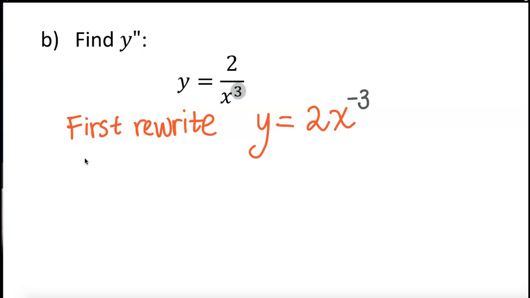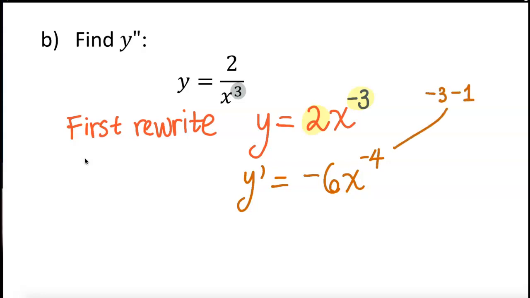Then we're going to apply the power rule. So first, y prime equals, I'm going to multiply negative 3 times 2 and get negative 6, and it's going to be x to the negative fourth power because we go down 1 from negative 3. If you do that, that's how I got the negative 4. All right, so that was the first derivative.